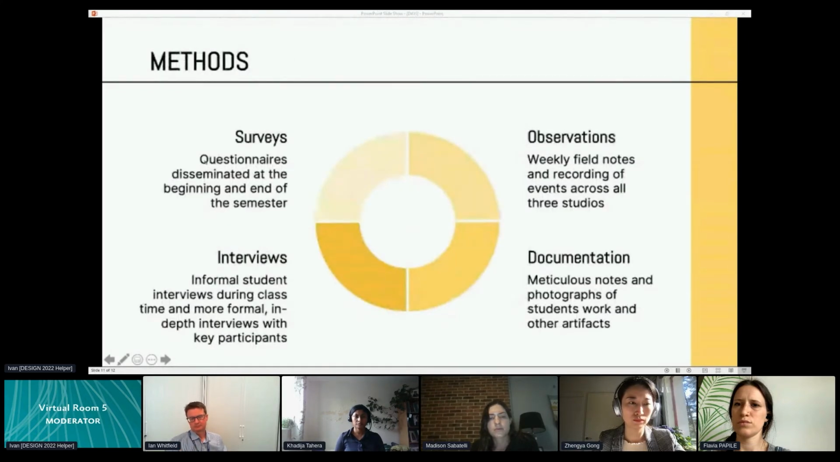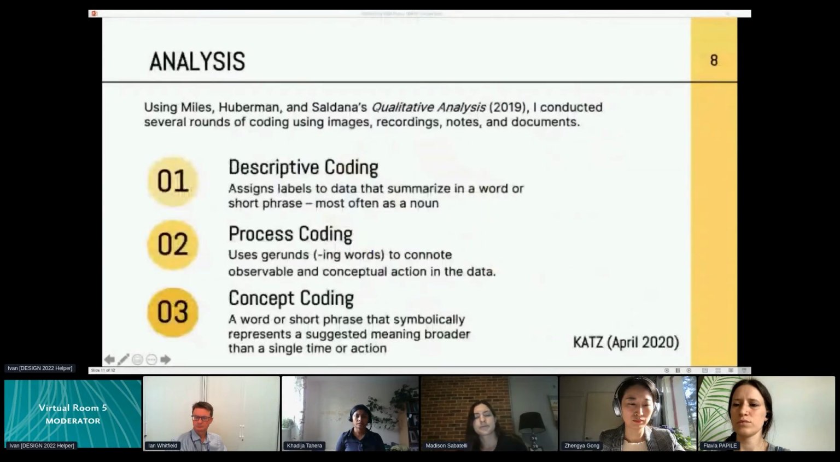Methods of inquiry included surveys, classroom observations, informal and formal interviews, and accumulation of students' process work, notes, sketches, models, and other forms of documentation used to establish a final design. While gathering this data, I performed several rounds of qualitative coding to start making sense of the findings.